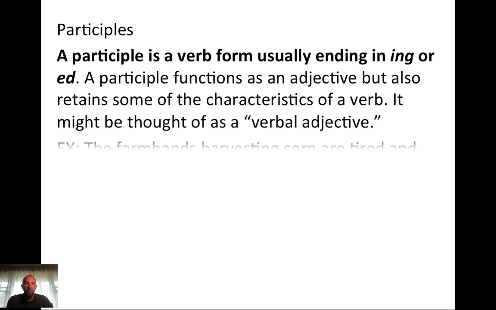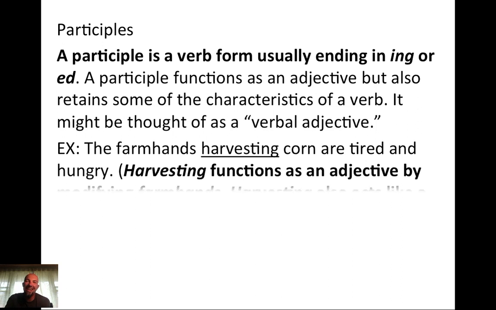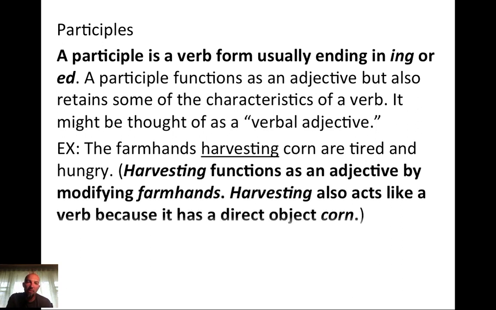Here we go. A participle is a verb form usually ending in ing or ed. A participle functions as an adjective, but also retains some of the characteristics of a verb. It might be thought of as a verbal adjective. The farmhands harvesting corn are tired and hungry. Which farmhands? The ones harvesting corn. Harvesting is an adjective modifying farmhands.